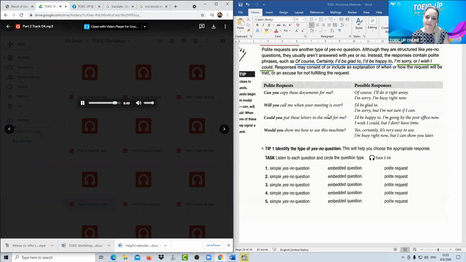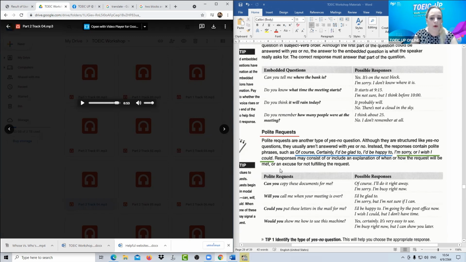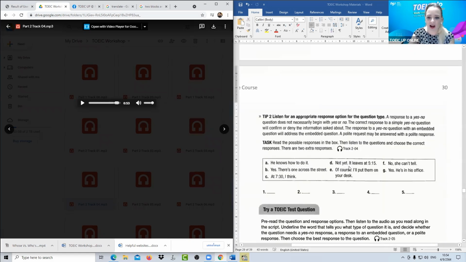Number 5. Can you tell me when the movie starts? A, B, or C. B is correct. Yay. Can you tell me when? So remember, when you hear can or could, first listen: is there another question inside? When, where, why, what? Then it's embedded. If there's no embedded question, then it will be more polite. So if you hear can, could, listen for the embedded question. If there's no embedded question, it will be a polite question, a polite request. Okay. Excellent. Let's carry on.